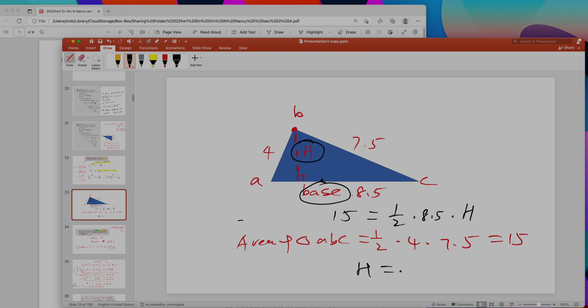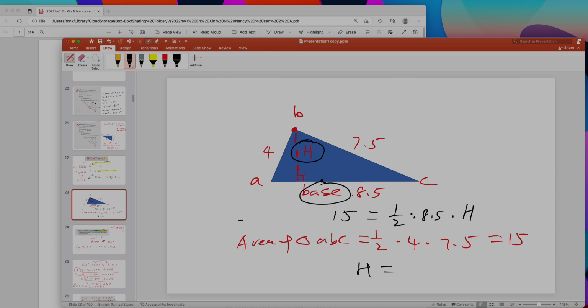15 divided by half divided by 8.5. 3.5294113. Okay, I don't know how you do it, so next time you just do it this way. Alright? Even when it comes to punching the calculator, I think there are some good habits to have. So the first thing you do is you do this one first.